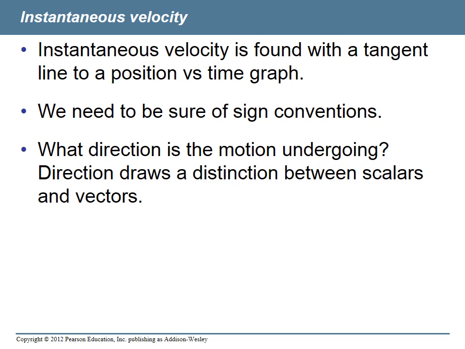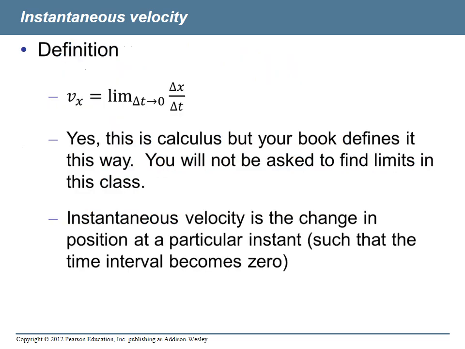We have to be sure of the sign conventions. Is the instantaneous velocity positive? Is the instantaneous velocity negative? When we get into two-dimensional things, we could have one component positive, one component negative. We also need to know what direction the motion is undergoing. The direction is the fundamental distinction between a scalar and a vector quantity, and we know that velocity is a vector quantity, so we have to be careful about the direction the motion is undergoing.